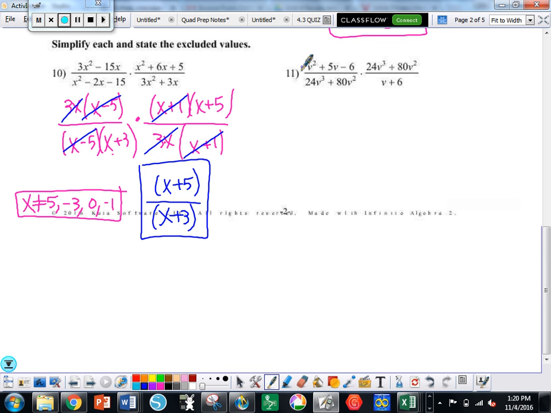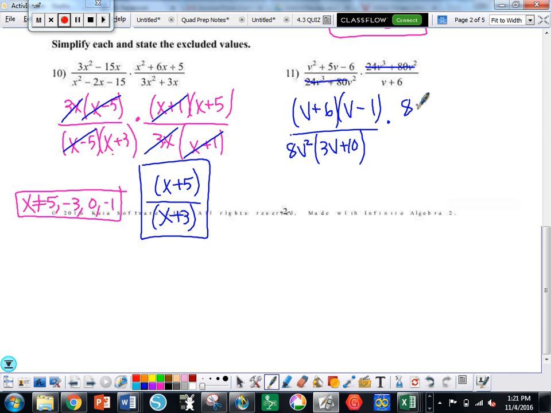Same thing. On the top, what multiplies to a negative 6 and adds to 5? 6 and 1. The 6 has to be positive, the 1 has to be negative. The next one, they both have an 8b squared. So we're left with 3b plus 10. Now it looks like on top right here, these are identical. So they'll cancel. Again, from the very first question, I need to actually write down the factors right here so that I can write excluded values later.